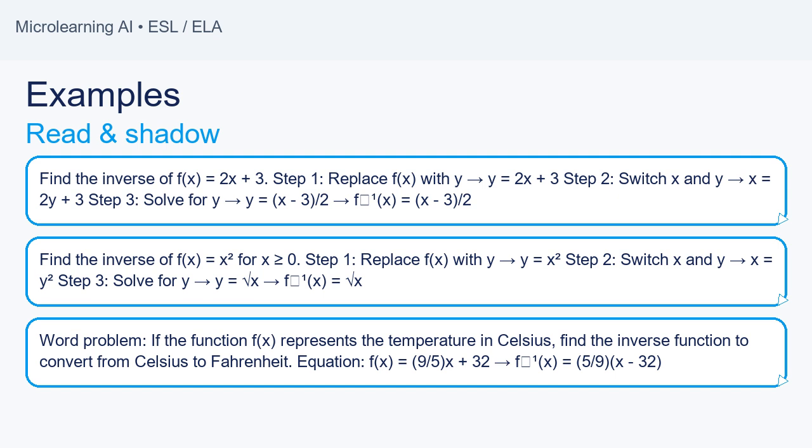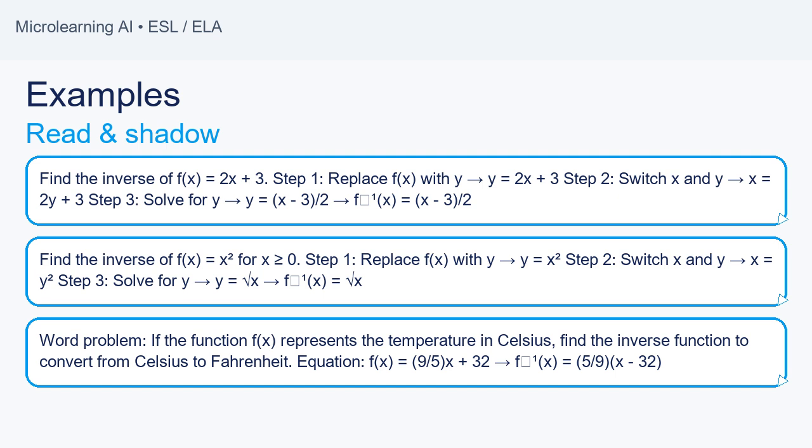Find the inverse of f(x) equals x squared for x greater than or equal to 0. Step 1. Replace f(x) with y. y equals x squared. Step 2. Switch x and y. x equals y squared. Step 3. Solve for y. y equals the square root of x. f inverse of x equals the square root of x.